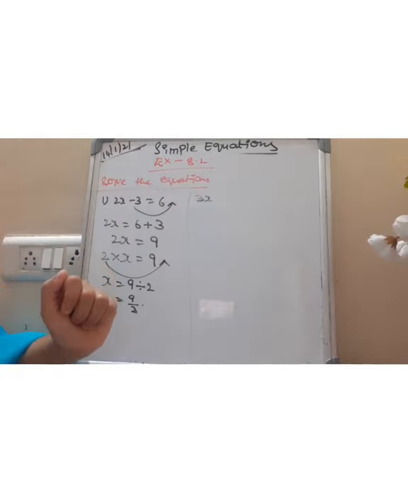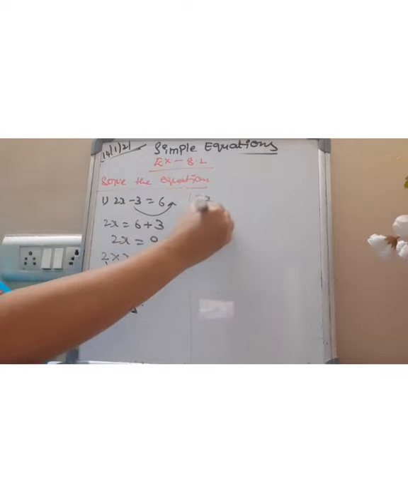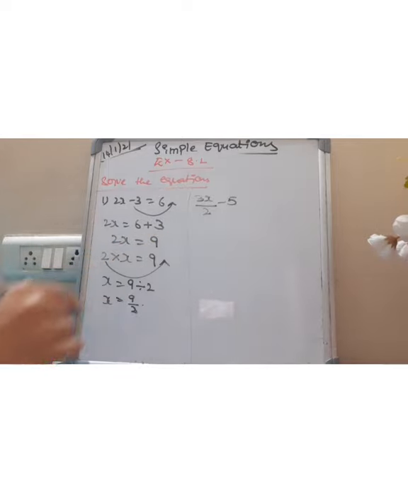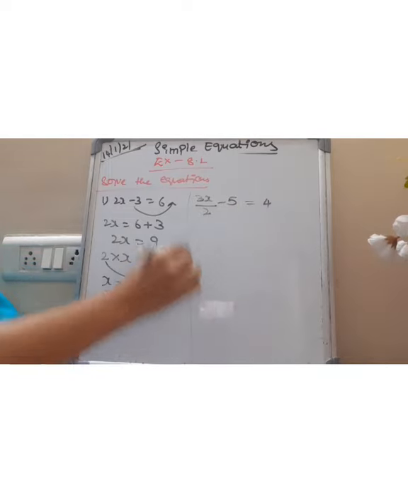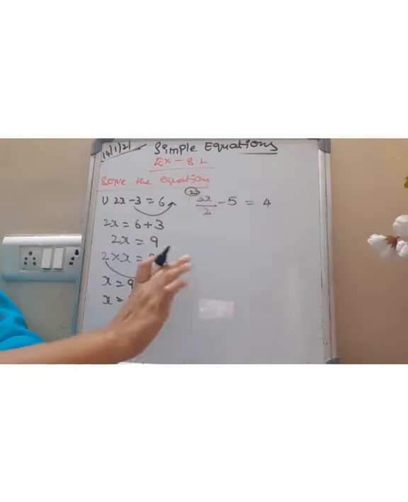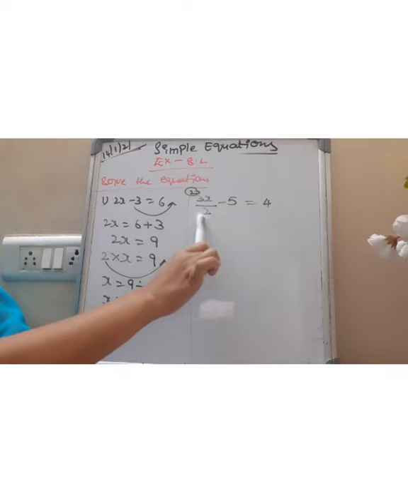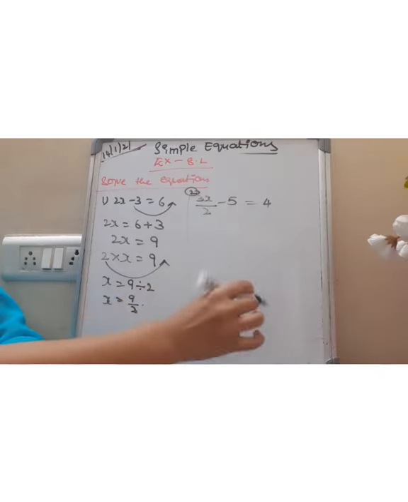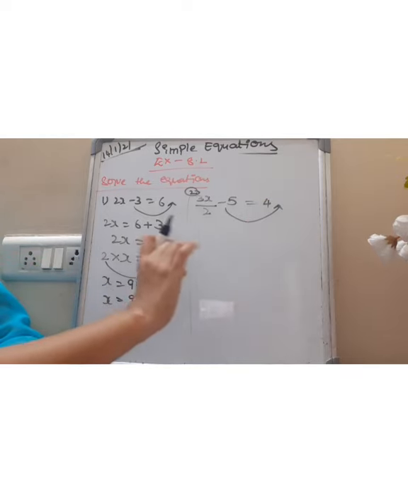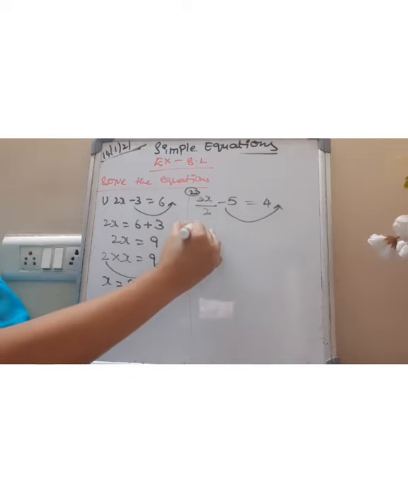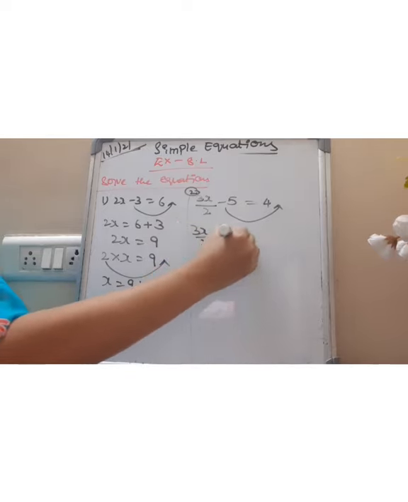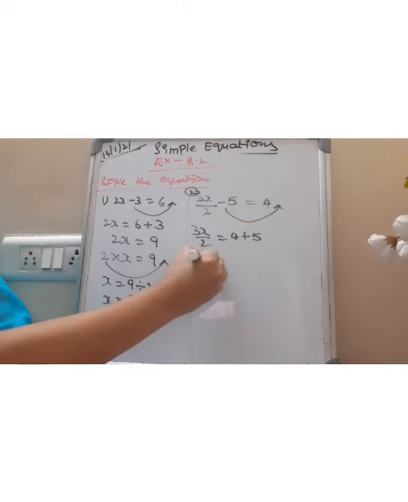Second question in this category, 3x by 2 minus 5 is equal to 4. This is the second question, children. We are not doing checking here. The first step is we will send 5 to the other side because we have to eliminate the numbers along with the variables. So step by step we will move. So 3x by 2 is equal to 4 plus 5. Okay, 3x by 2 is equal to 4 plus 5, which is 9.